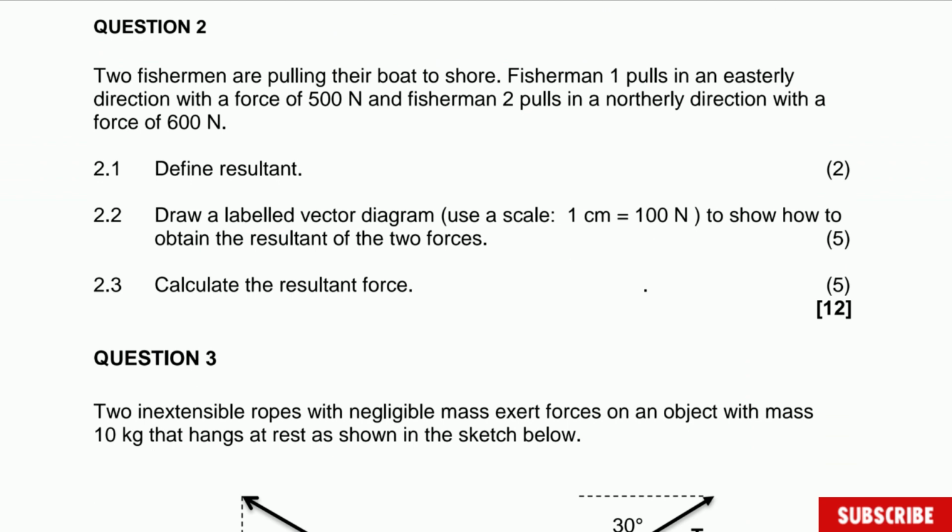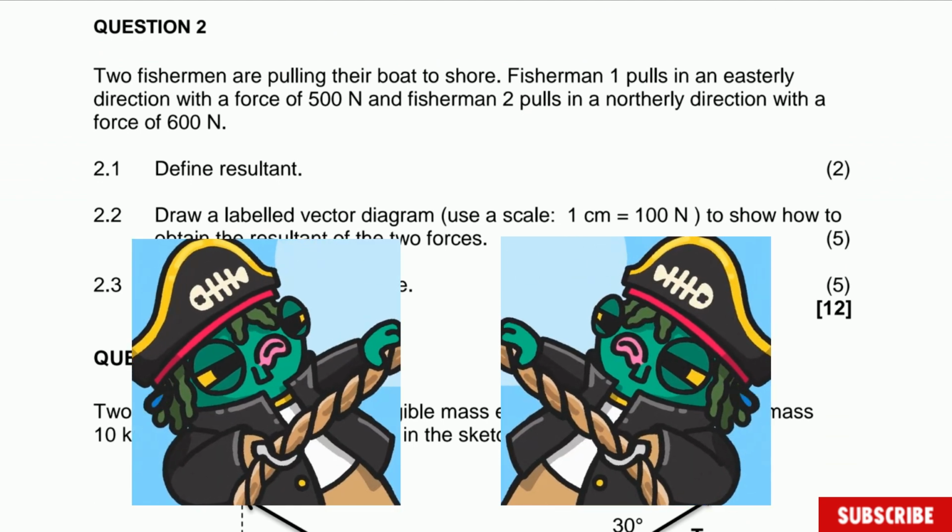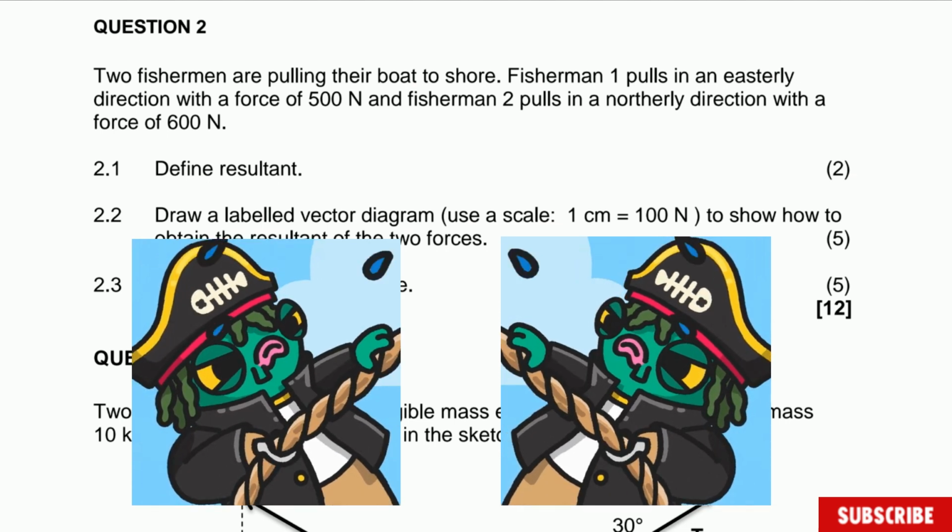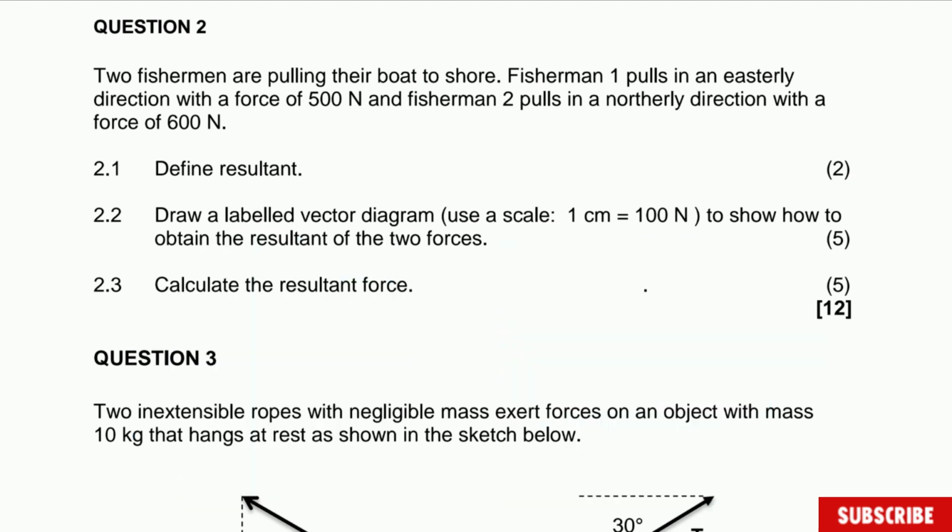Two fishermen are pulling a boat to shore. Fisherman 1 pulls it in an easterly direction with a force of 500 Newton. That is F1, so F1 we're going to write quickly here is equal to 500 Newton. And fisherman 2 pulls in a northerly direction with a force of 600 Newton. So F2 is going to be equal to 600 Newton. Those are the forces. The first one is to the east. The second one is to the north.